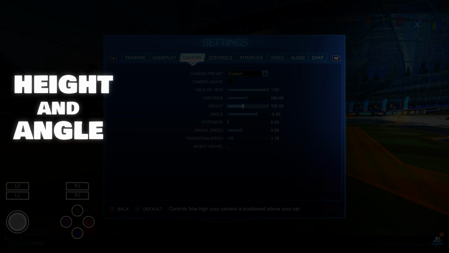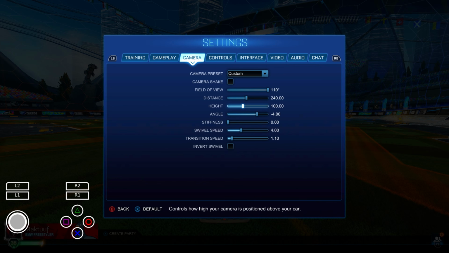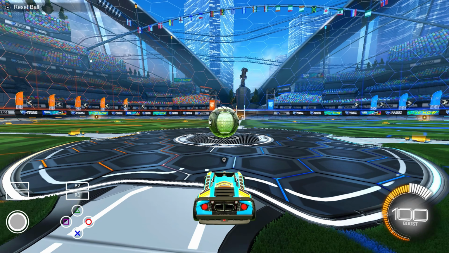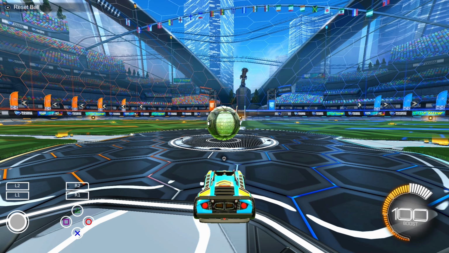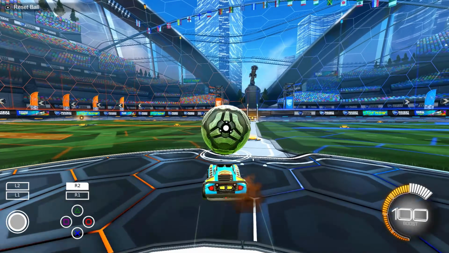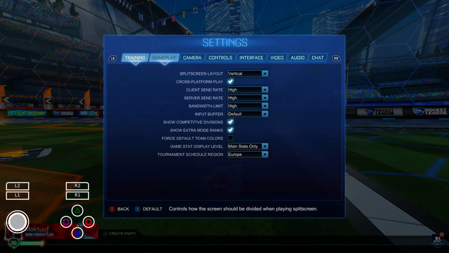So now let's get into height and angle. So the height is very straightforward. Of course, you're a little bit higher on your camera, but the thing that matters when changing the height is actually how smooth or snappy you want your resets on the ball to be. And I'll show you very quickly.